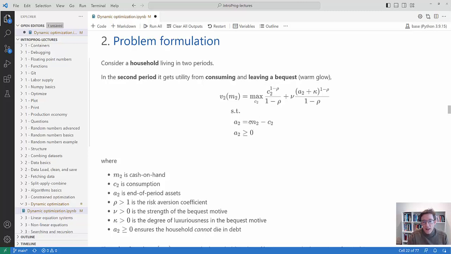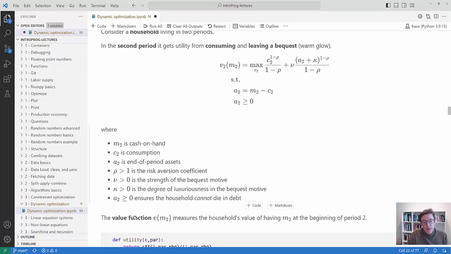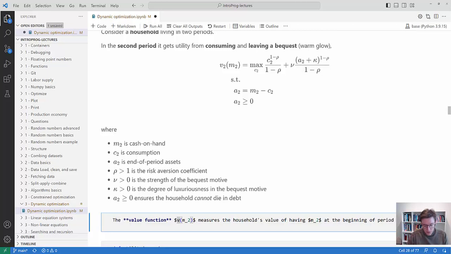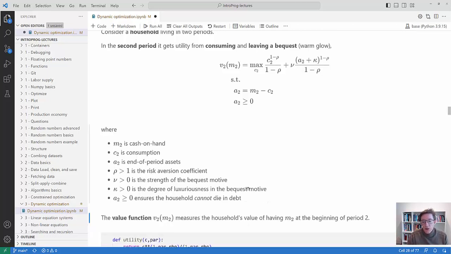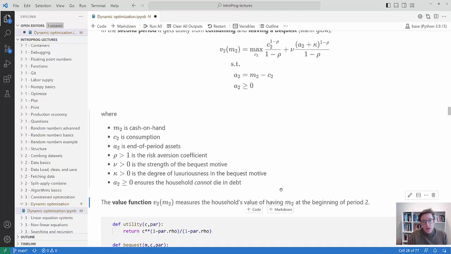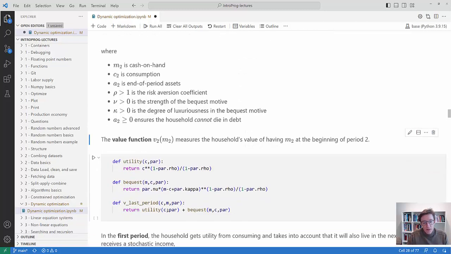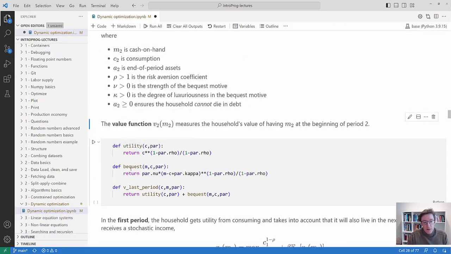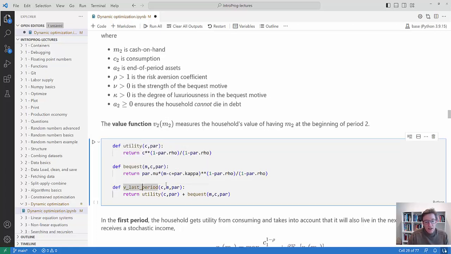And you have some cash in hand, M2, you consume something, C2, and then you have end of period assets, A2, and they have to be non-negative. And the parameters are defined in more detail down here. Okay, so what we have is this value function, v2 of M2, which measures the household's value of having this cash on hand at the beginning of period 2. So that's a function we will like to know at some point. But for now, just define the utility function, the bequest function, and the last value function here. So that's just as I write it in the math.